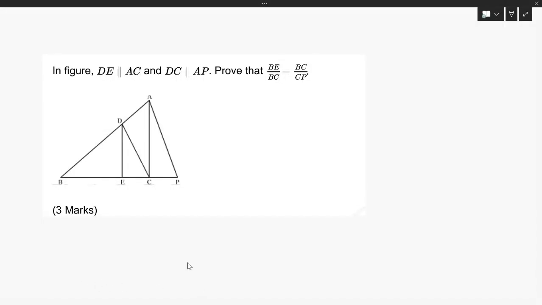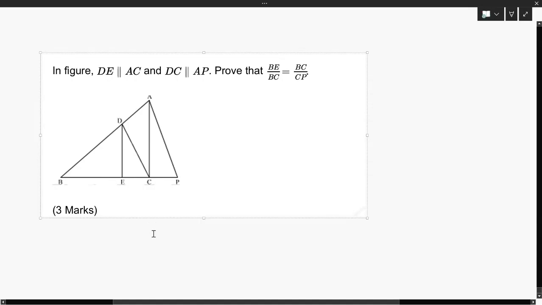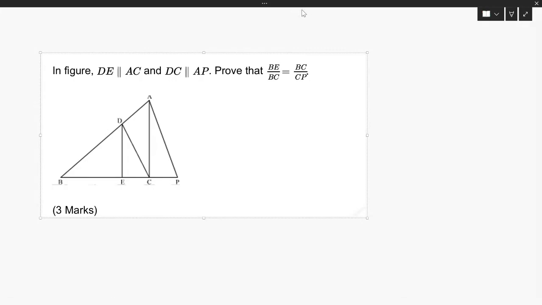In the figure, DE is parallel to AC and DC is parallel to AP. Prove that BE upon BC is equal to BC upon CP. Now, whenever one side of a triangle and a line which is in between are parallel, then which theorem can we use here?